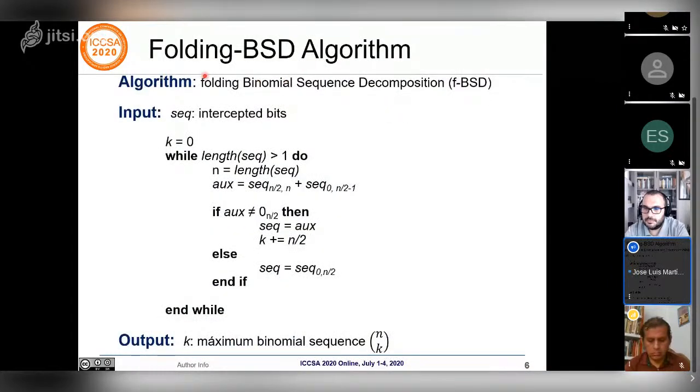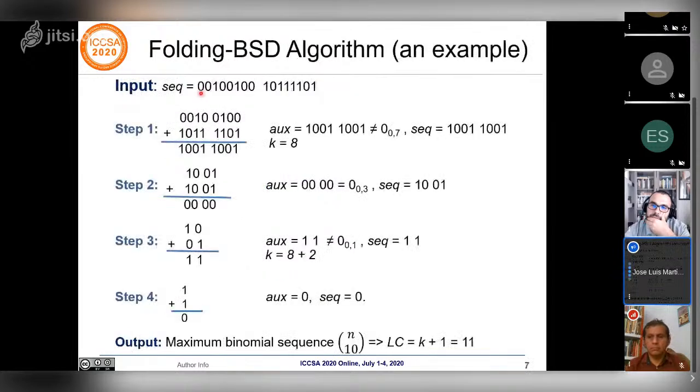The result is the folding BSD algorithm, which also takes a binary sequence as its input. What it's going to do is take the first half and the second half of the binary sequence, and add both. If the result isn't all zeros, we will update the maximum binomial sequence and keep going with the addition. If the result is all zeros, we will just keep one of the two halves and continue with our algorithm. If we take the same binary sequence of our previous example, we can see how it works.